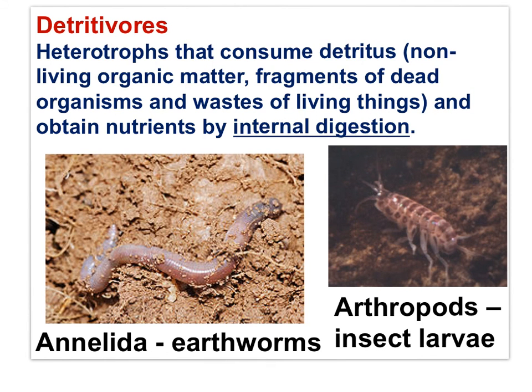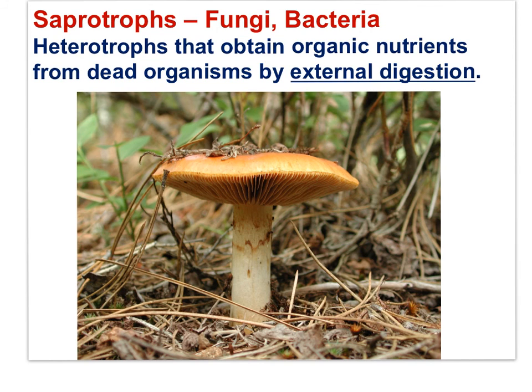Detritivores, such as earthworms and insects, consume detritus, non-living organic matter fragments, and they digest the organic nutrients internally. Detritivores internally digest these fragments of dead organisms and the wastes of living organisms. Bacteria and fungi are saprotrophs. Saprotrophs are heterotrophs that break down organic molecules of dead organisms into simple inorganic molecules through an external digestion process.